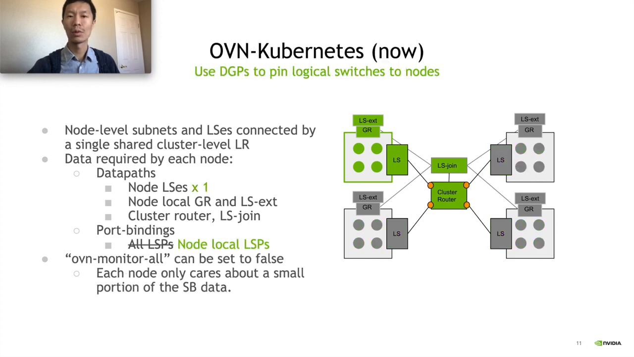And now with distributed gateway ports, each node only needs to know its own node-local data path and the shared cluster router and join switch, but not any other node-level logical switches. And it only needs to know its own port bindings located on the node, instead of all the port bindings across the cloud. Because each node has only very limited information now, we can re-enable the conditional monitoring so that each node will pull only a very small amount of data from the southbound database.